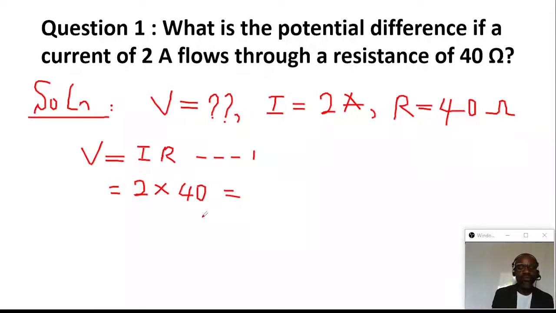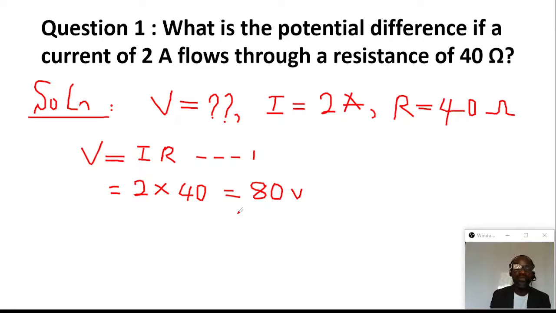2 times 40 is going to give us 80 ohms. No, not 80 ohms, 80 volts. Yes, because we are looking for potential difference. So what we have here is 80 volts, 80 V. Very interesting. So the potential difference across this resistance is 80 volts.